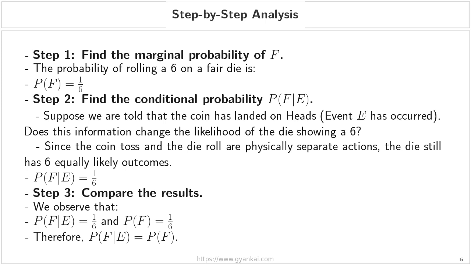When we look at our findings, we observe that the probability of F given E, which is 1 divided by 6, is exactly equal to the original probability of F, which is also 1 divided by 6. Because these two values are identical, we can mathematically conclude that the probability of F given E equals the probability of F. This brings us directly to our conclusion in the next slide.